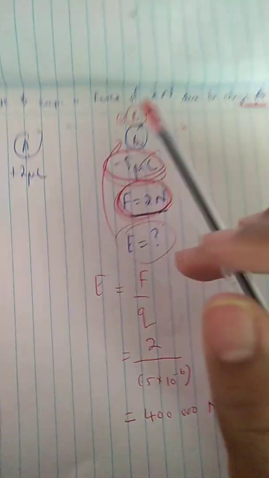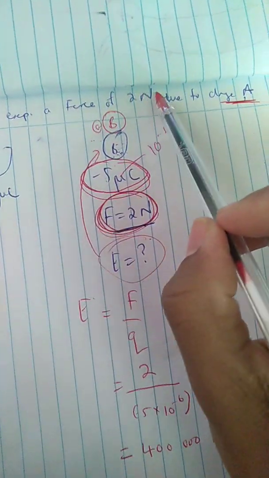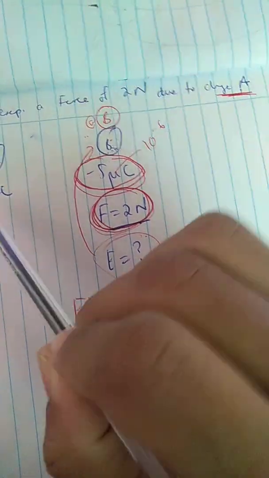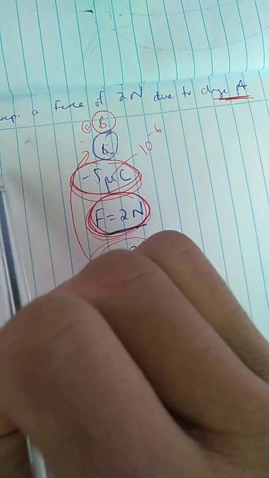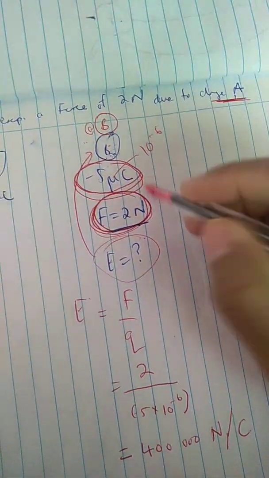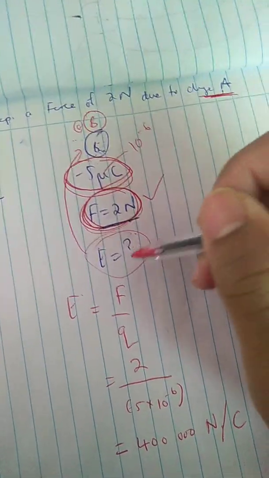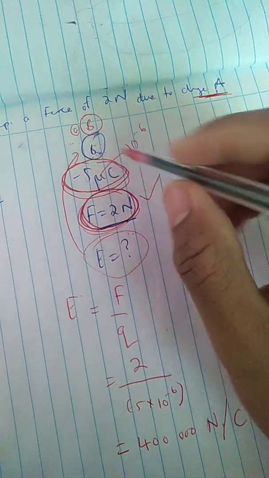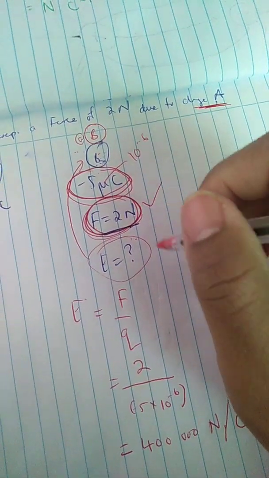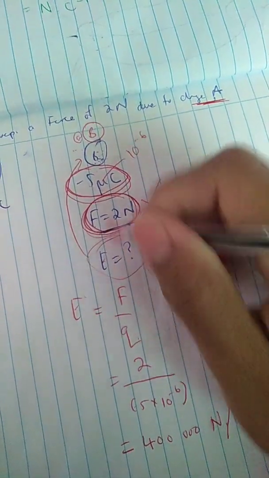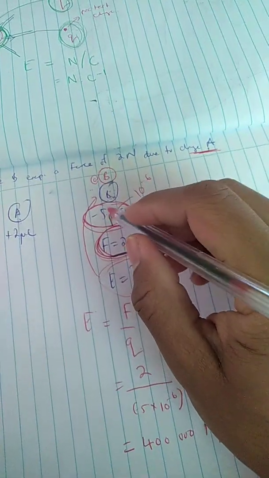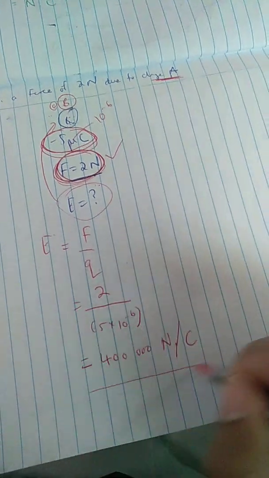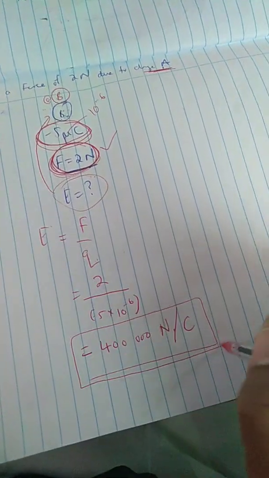So B experiences a force of 2 newtons due to charge A. What's the electric field at charge B? The electric field is the force over the charge of B. They say they want the electric field at B, and this is the electric field.